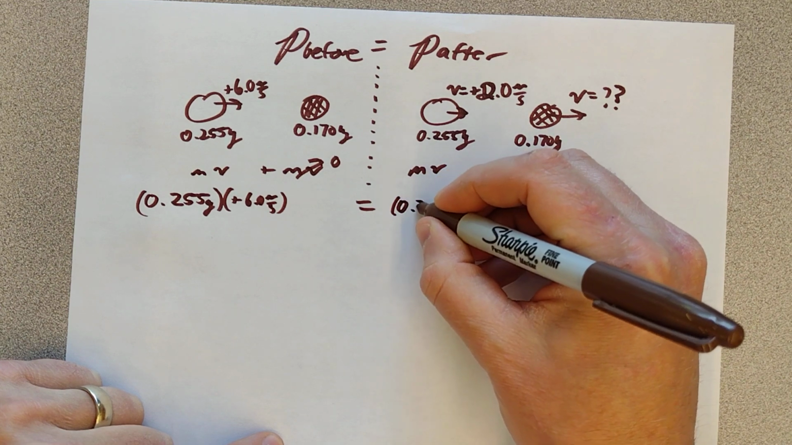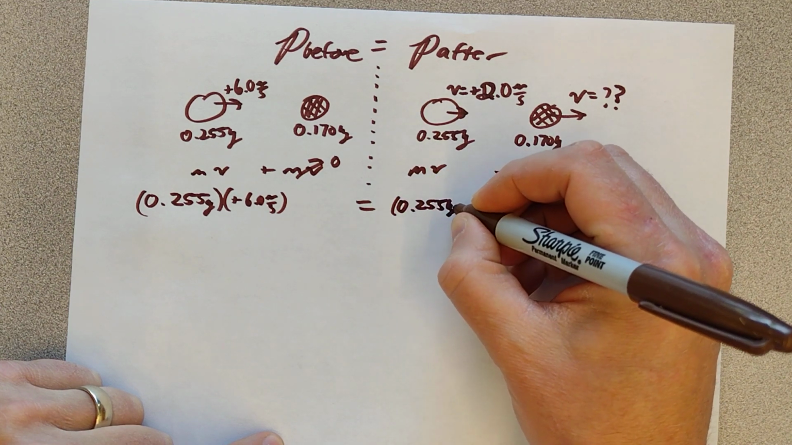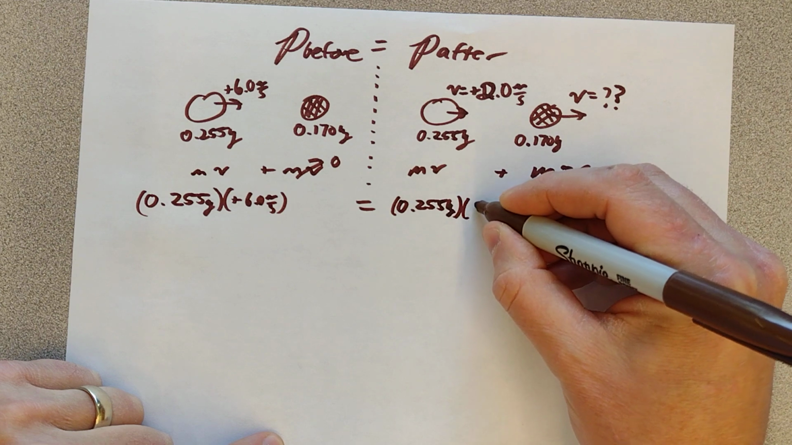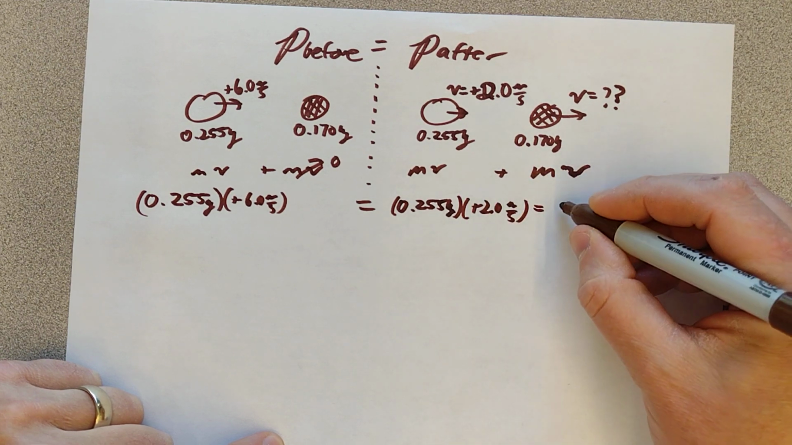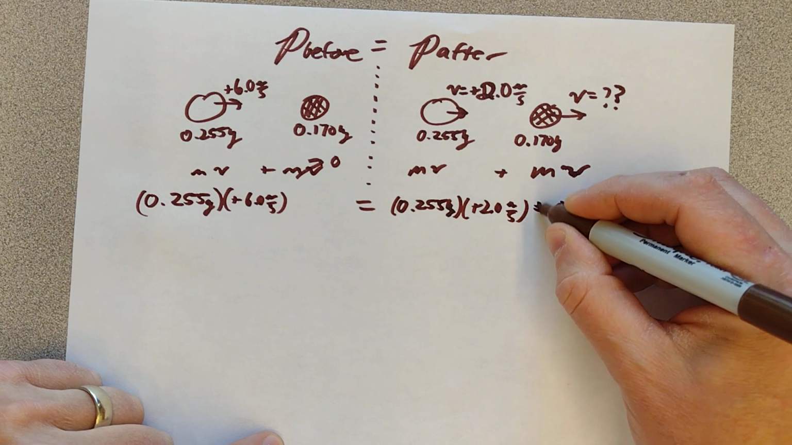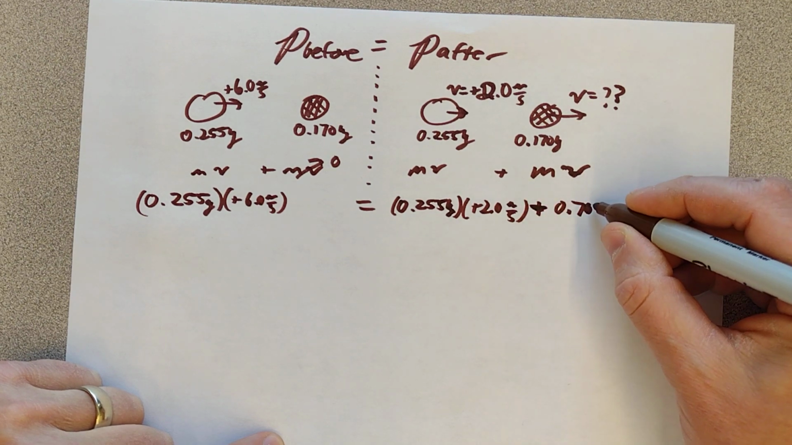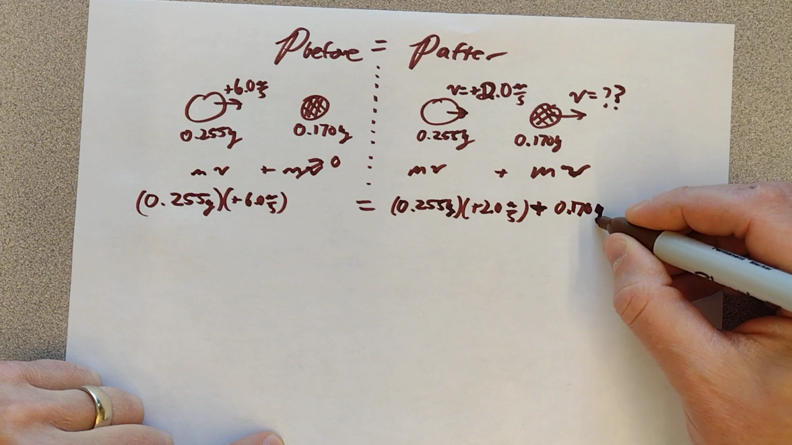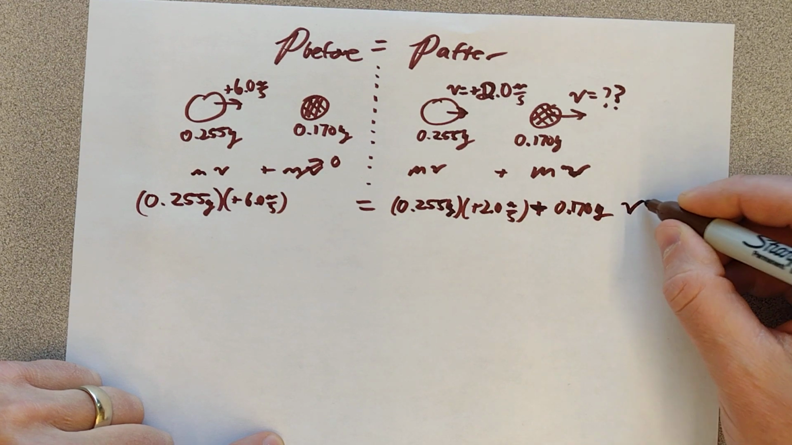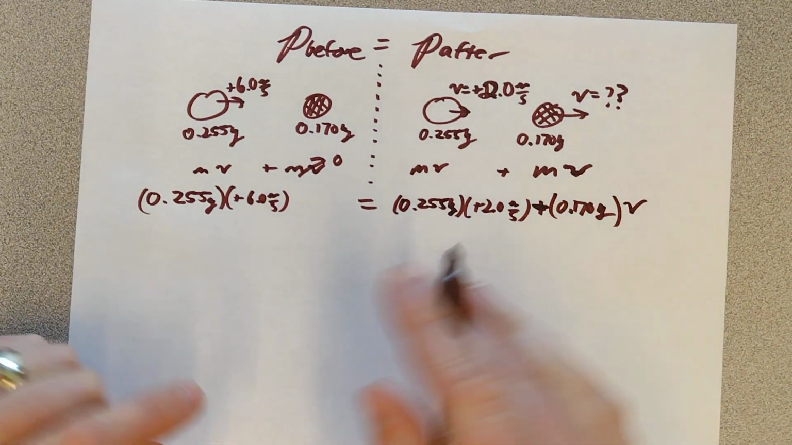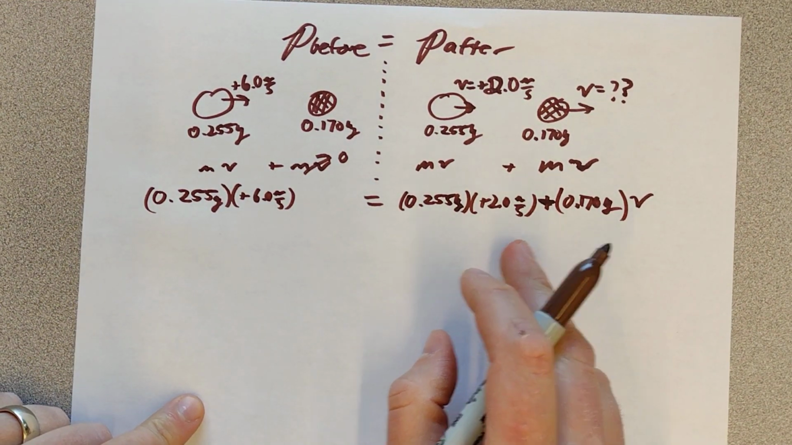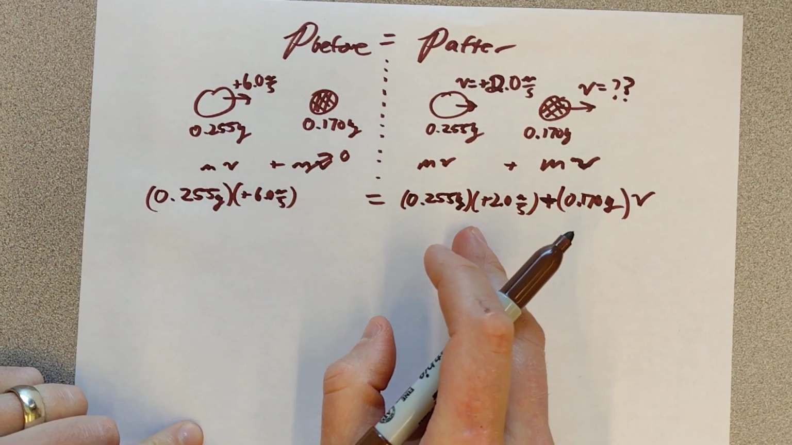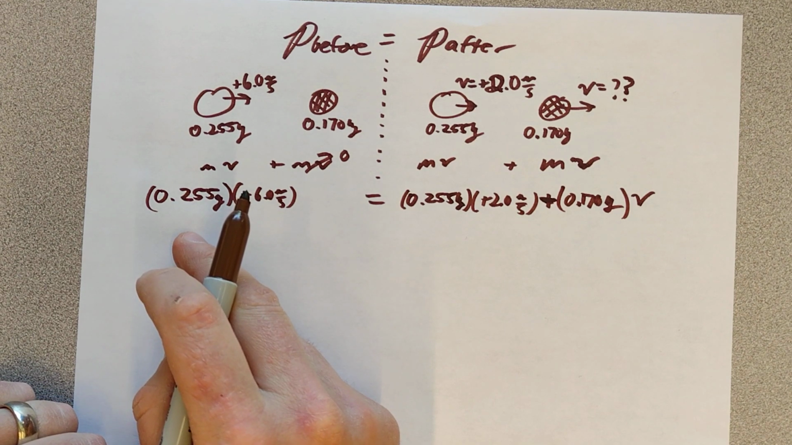So 0.255 kilograms times positive 2.0 meters per second equals 0.170 kilograms times the unknown velocity v. Now there's lots of different ways to do this. You can multiply these two together, multiply these two together. You bring this one over here if you want to do it all at once.